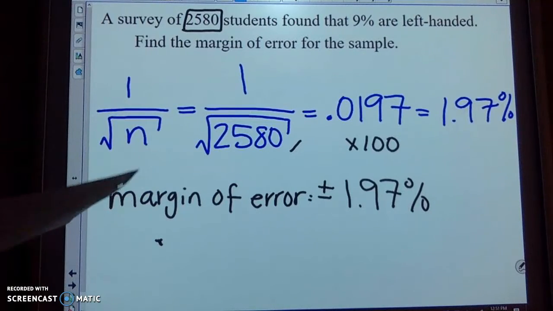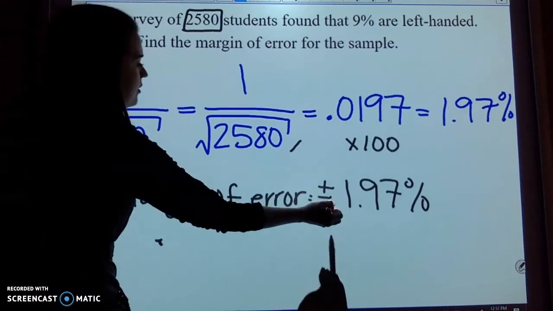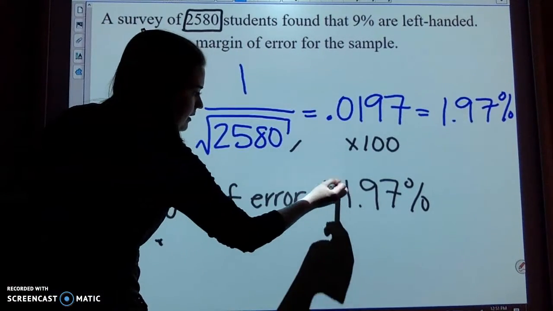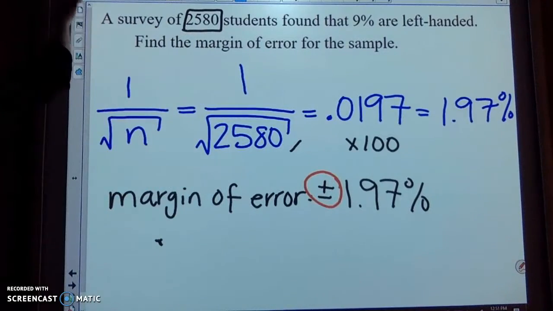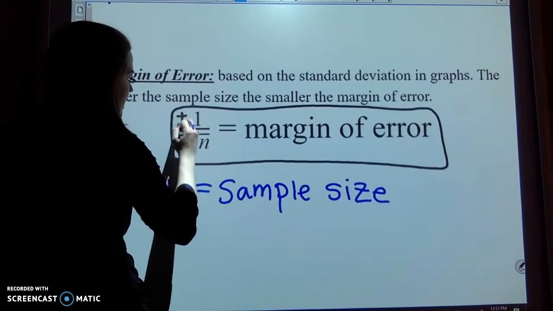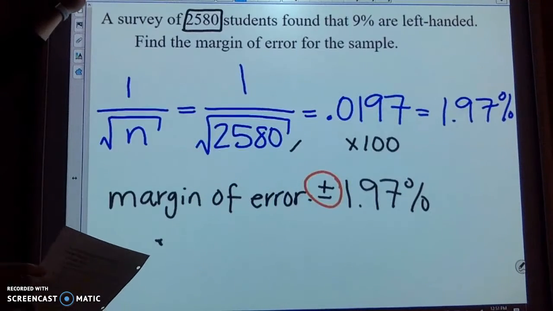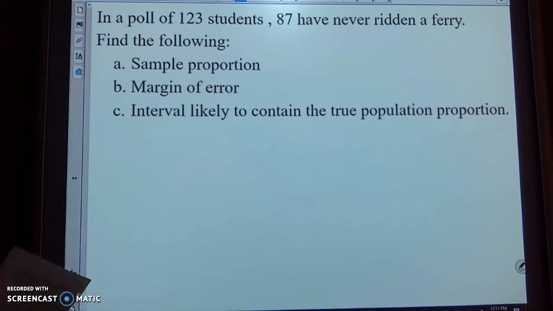It's really important because on the next couple of problems, we are going to find the interval likely to contain the true population proportion, and it's important that we have positive or negative here. So if you need to add that onto your equation, please do so now. It should say positive or negative. Take a moment to do that, and we are going to get started on this question.